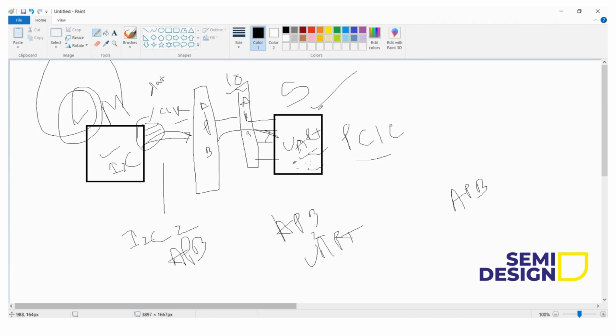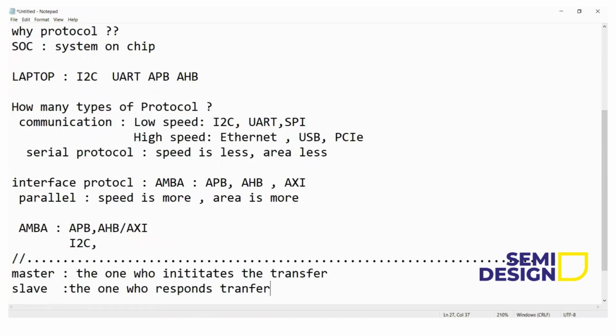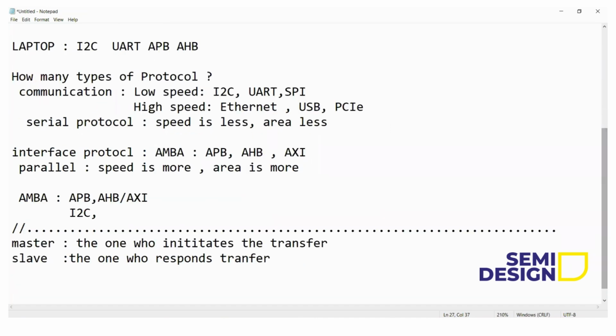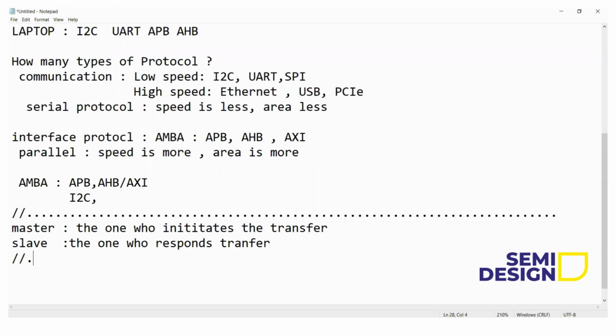So the one who initiates the transaction is master, and master will be sending all the signals. Slave just has to respond. And my main processor in my system will always be a master because it is the one controlling all the things. Except the processor, any other component can act like a master or like a slave. Understood the master slave concept?